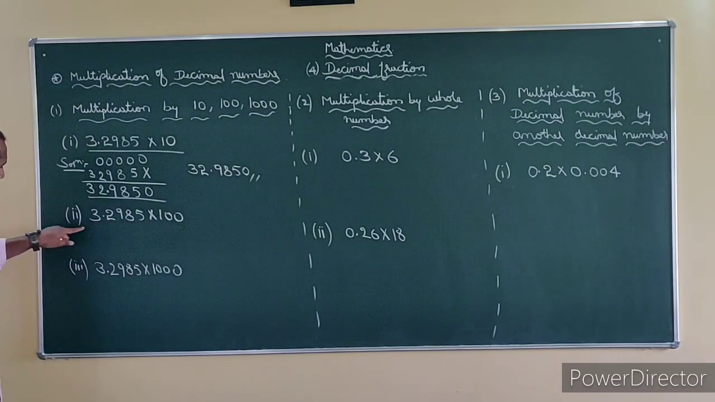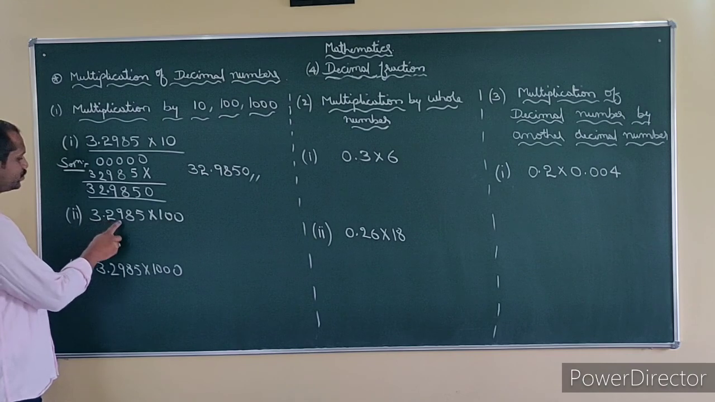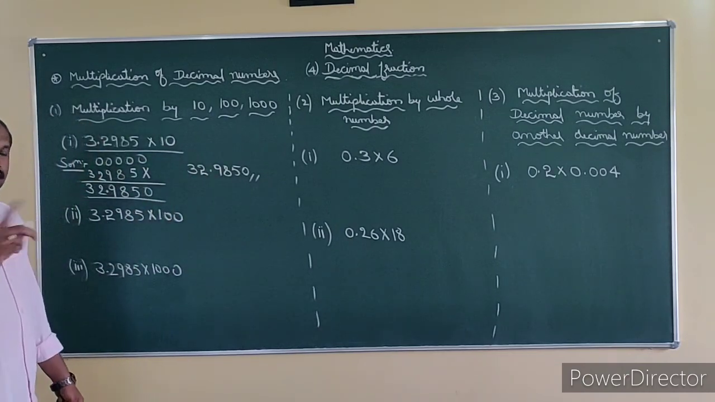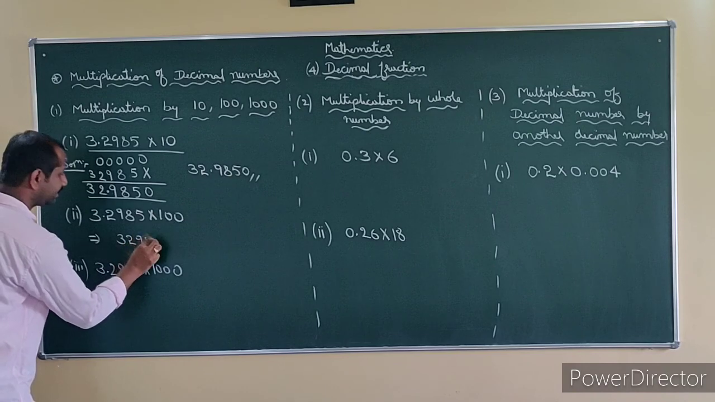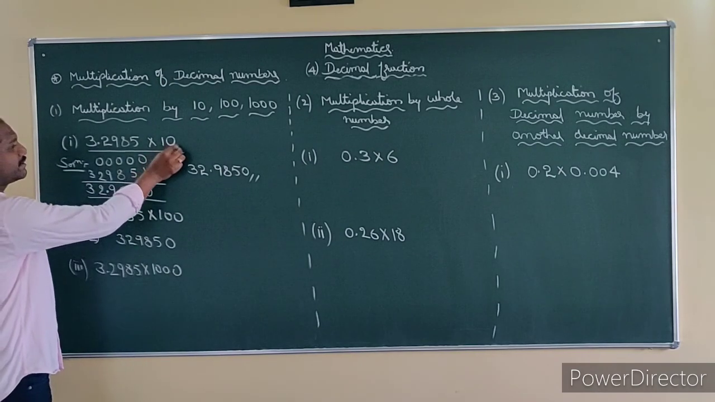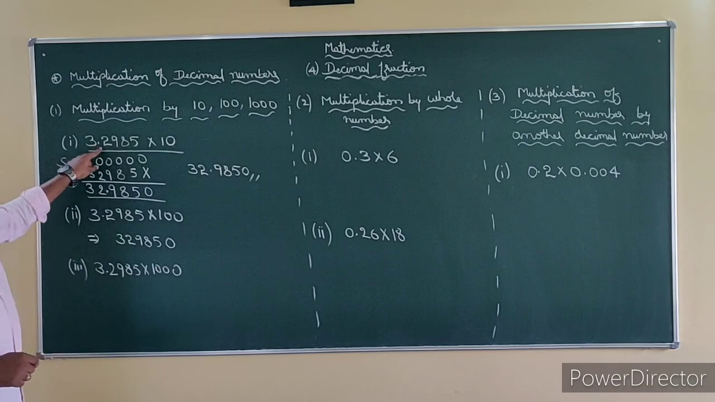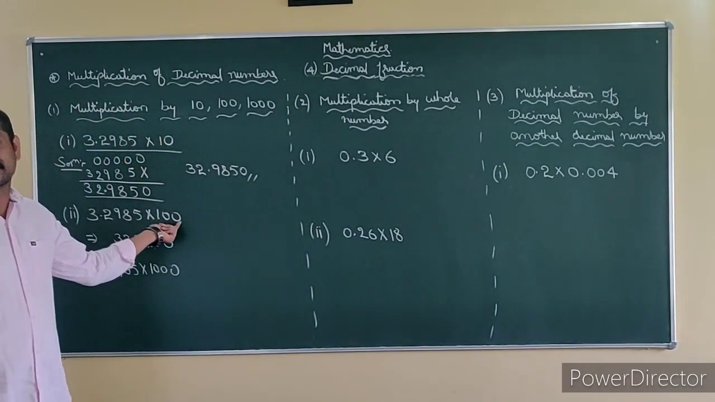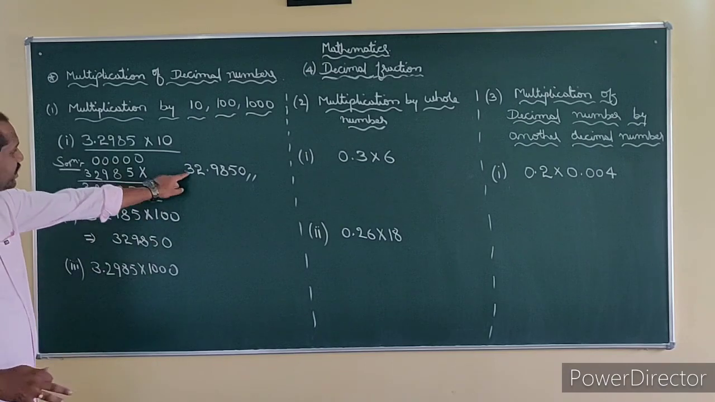The next numbers you multiply the same way. But one more thing we need to learn in decimal fractions: I am taking the same number, 3.2985. I have already multiplied by 10 and got this answer. If you multiply by 100 also, it is 329.850. But where to shift the decimal point? Listen here. When you multiply by 10, the decimal point has moved 1 place to the right. That is how it is 32 point; before it was 3 point. When you multiply by 100, the decimal point will shift 2 digits. Understand? Now it will be 329.850. Before it was 32 point.